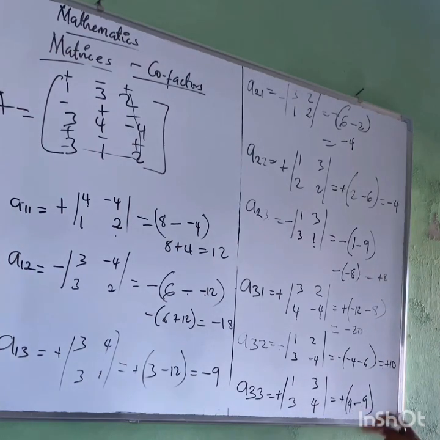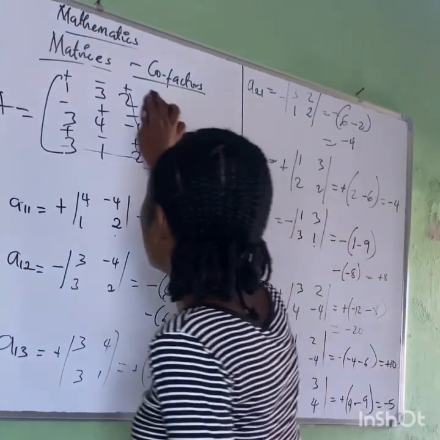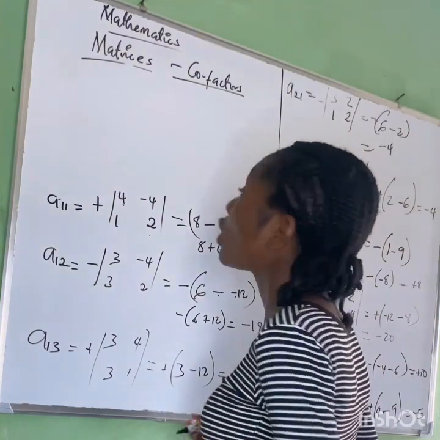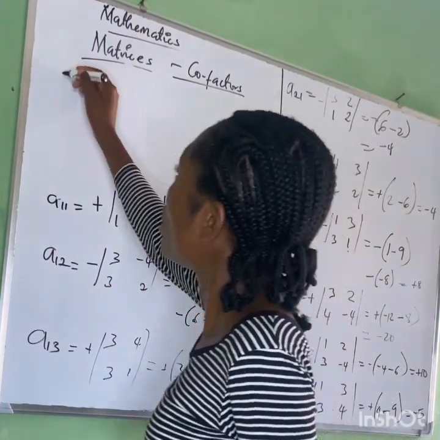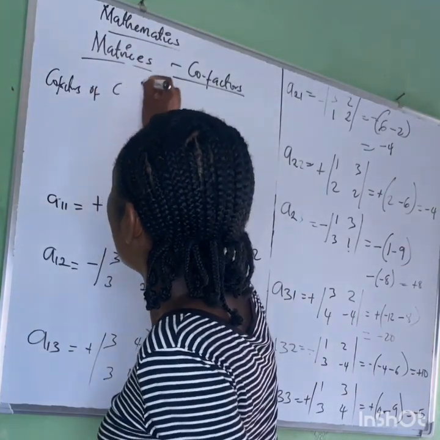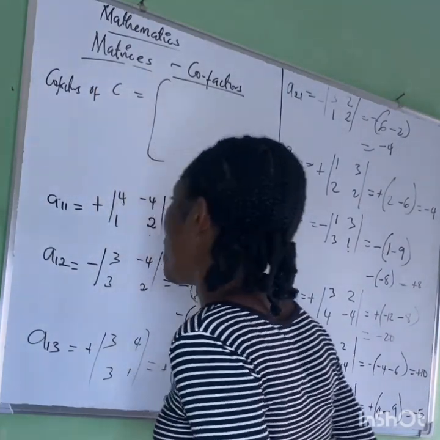Now 4 minus 9 gives us minus 5, right? Then minus times our plus becomes minus. So we have minus 5. With this, we can now arrange for our cofactors, the cofactors of our C. When we want to have the cofactors, we'll be arranging our matrix using this information.